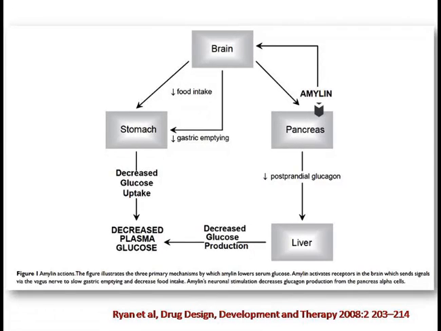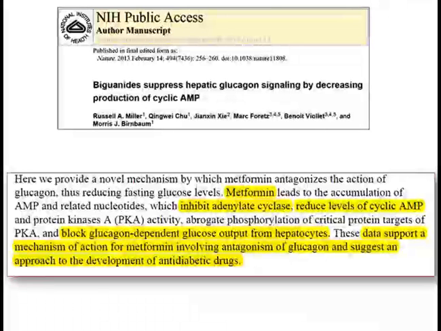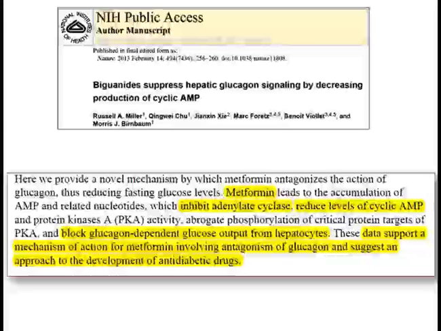And I'll show you some data with metformin, where it shows that metformin also blocks the adenylate cyclase, and this also leads to reducing glucagon-dependent glucose output from hepatocytes. As of date, we still do not know how metformin actually works in reducing blood sugar. And it is indeed important to see that there is another mechanism that is coming out, that metformin might actually be reducing glucagon secretion and thereby reducing glucose output.